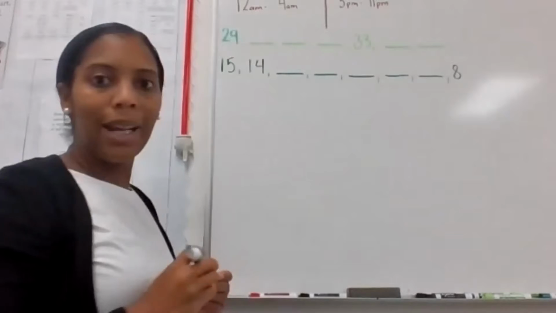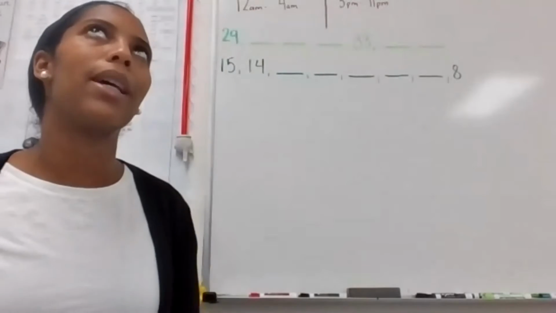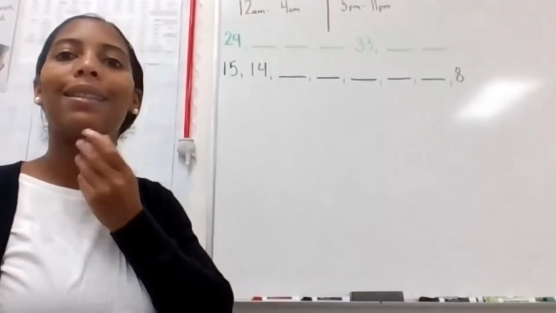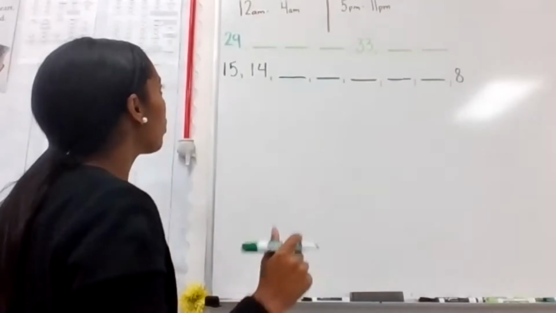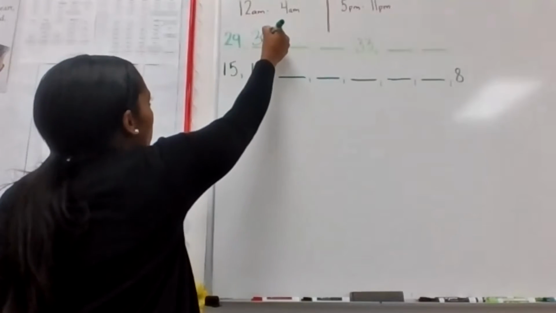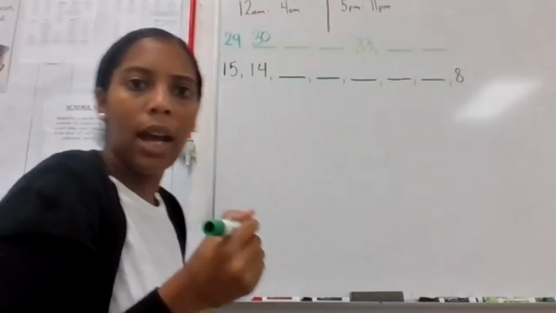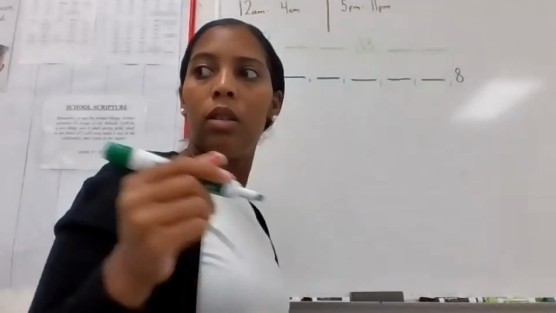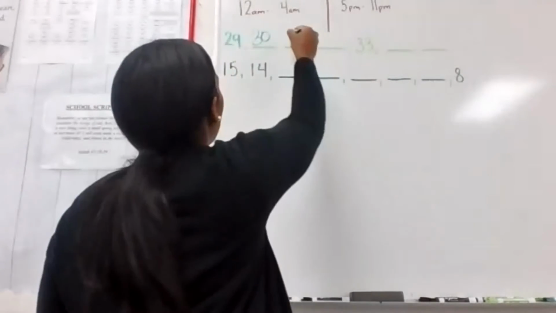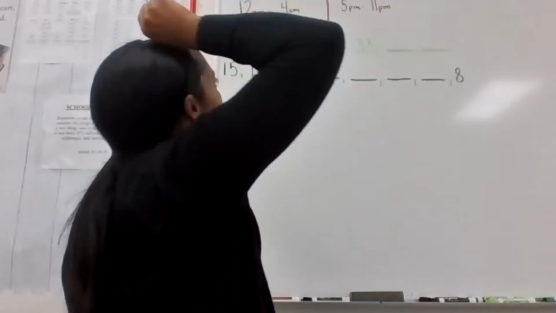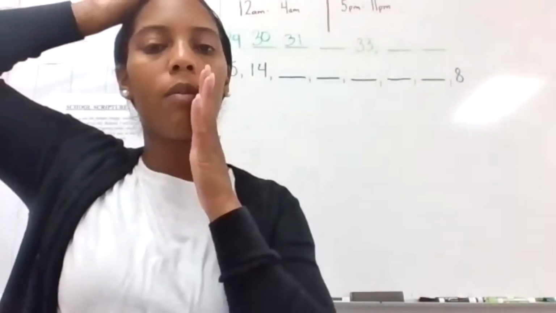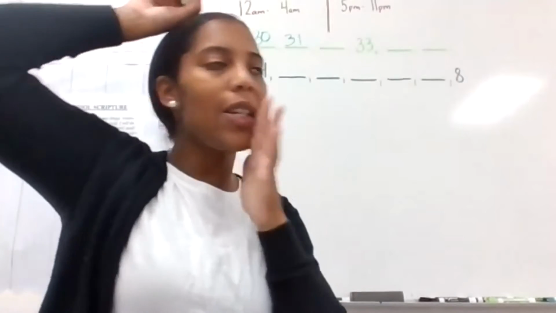Okay, so I have 29. Could anyone tell me what number would come next if I'm counting by ones? After 29, what number would I say? Kinley? 30. After 30, what would come next? Nariah? 31. So 29, 30, 31. What comes after 31? 32.